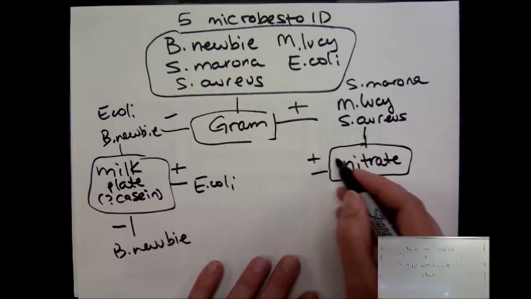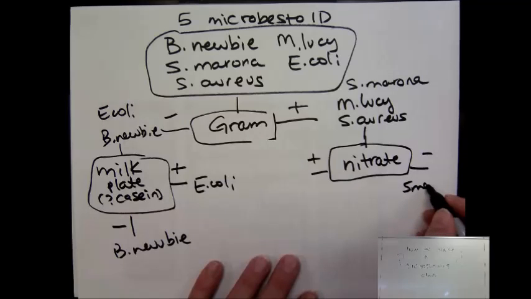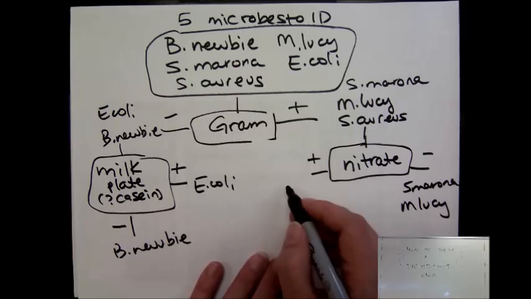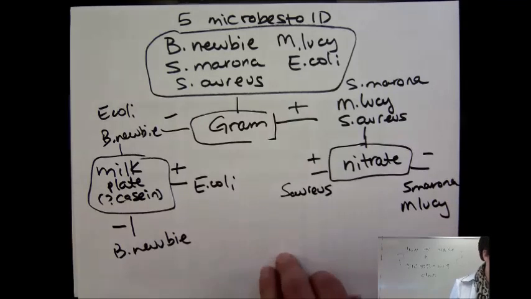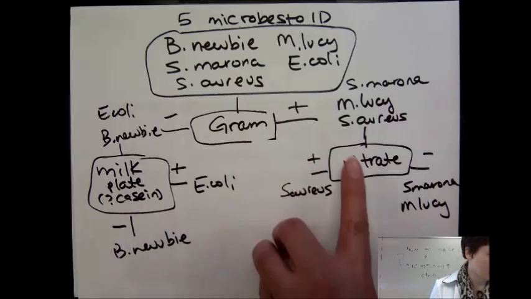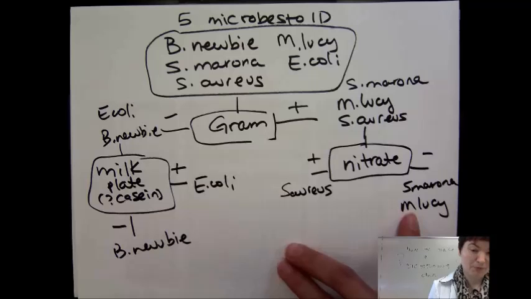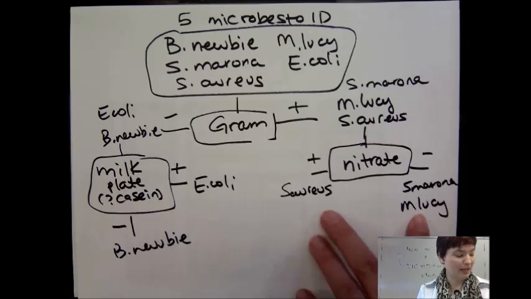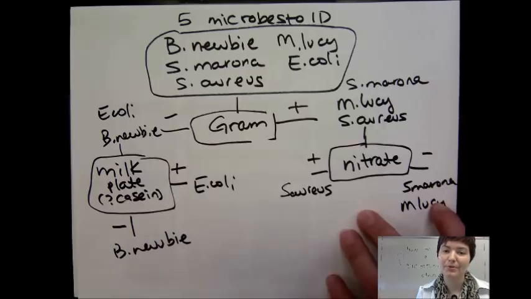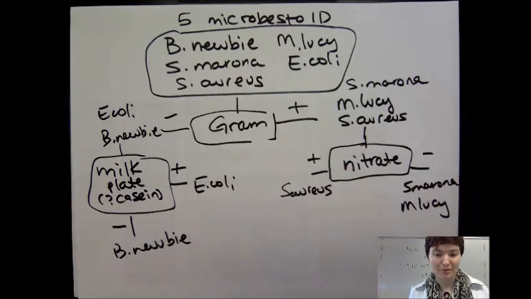And for the sake of argument, let's suppose that S. morona and M. lucy cannot reduce nitrate, but S. aureus can. Okay, so if we got a gram positive and it was nitrate positive, we would have an ID. But if it was nitrate negative, we wouldn't. So we still have to figure something out for these 2 organisms. If it ends up that one of these was actually the one you received, you would still have to have enough of a chart that would allow you to get to the bottom of it.